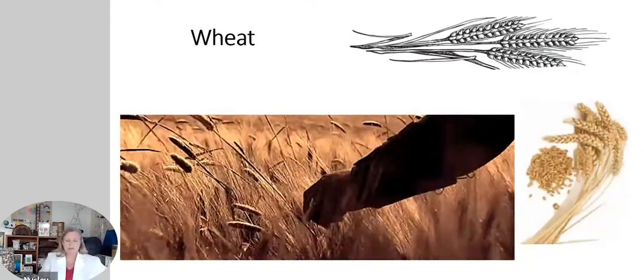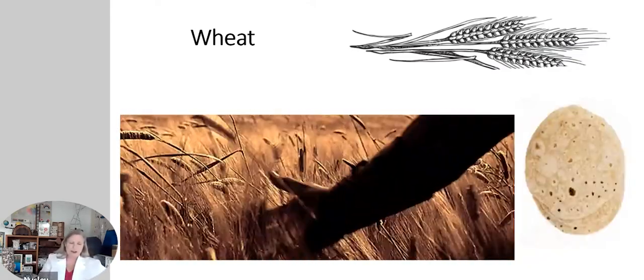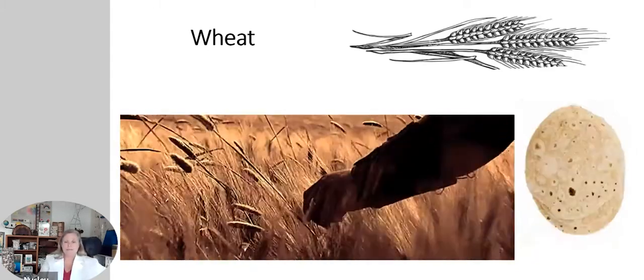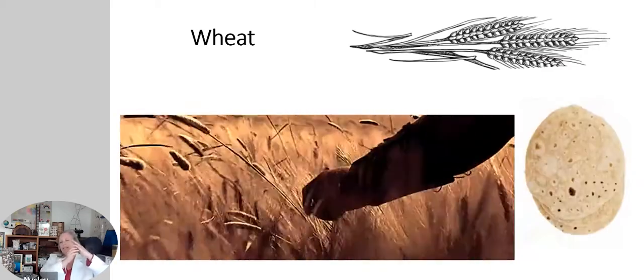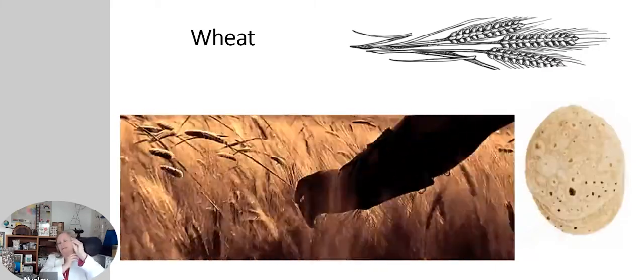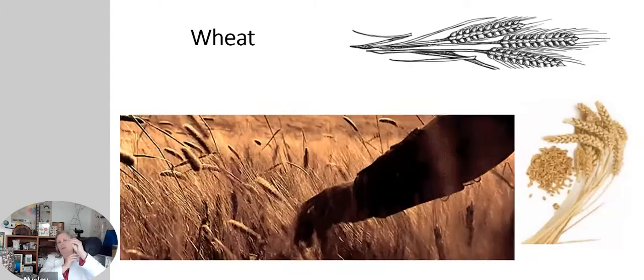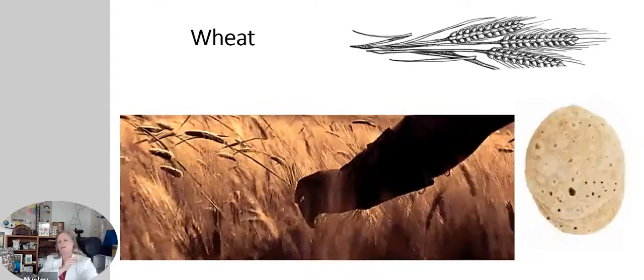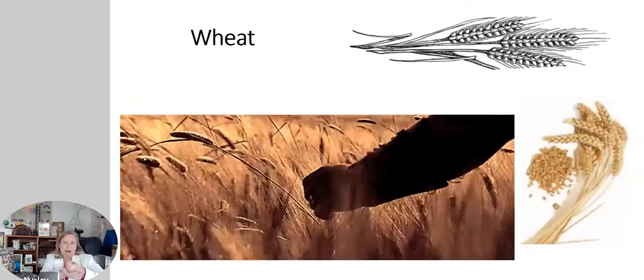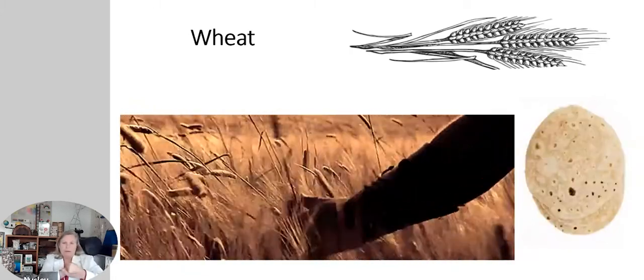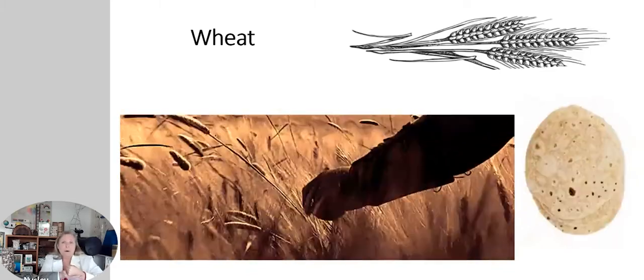Now this is another important grain, wheat. You see the picture at the top? The wheat seed is inside that little packet. So a processor has to kind of open that little packet to break out. There you see it at the bottom, that little seed. That seed is then ground, smushed up, and it's made into a flour.